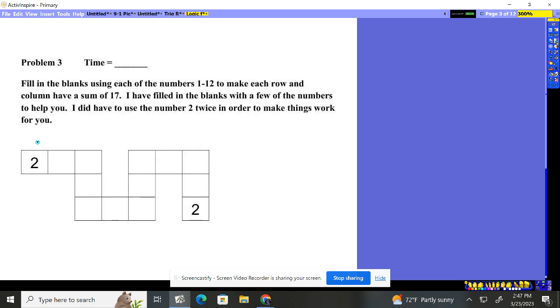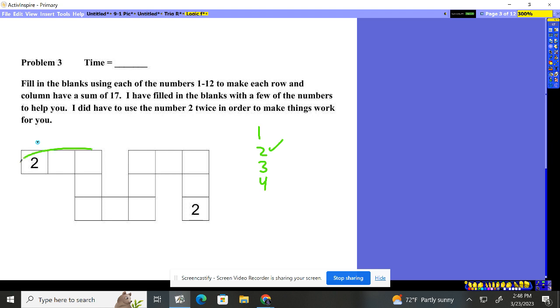On this one, fill in the blanks using each of the numbers 1 through 12. So you need to make sure 1 is used. 2 we already used, so you've gotten that checked off. 3, 4, you have to use every single digit. And the key is each column and row has to have a sum of 17. They have to add up to 17. So when I'm checking this, I first check that you used every single one of the numbers 1 through 12. Okay. And again, not 2 because I've already used it for you. It sort of helped you out here.